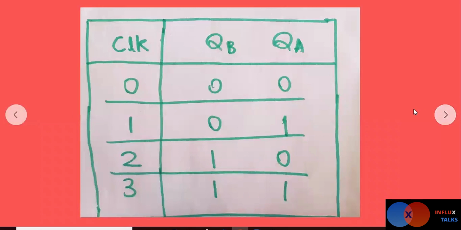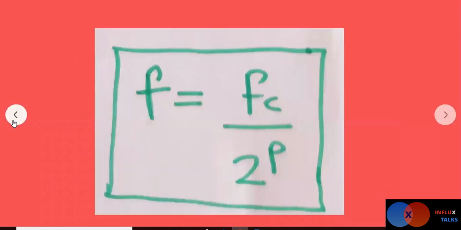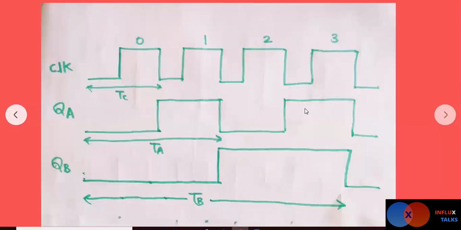For the 0th clock pulse, QA is 0 and QB is also 0. For the first clock pulse, QA has value 1, whereas QB is still 0. For the second pulse, QA is 0, whereas QB is 1. And for the third, QA is 1 and QB is 1 as well. But we are not calculating the fourth pulse, as for the fourth pulse, QA is 0 and QB is also 0. You can see here, because everything will become 0 at that time.